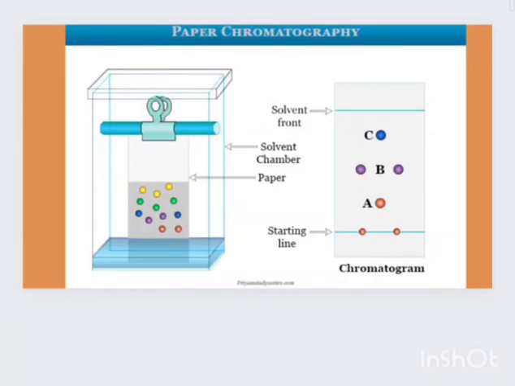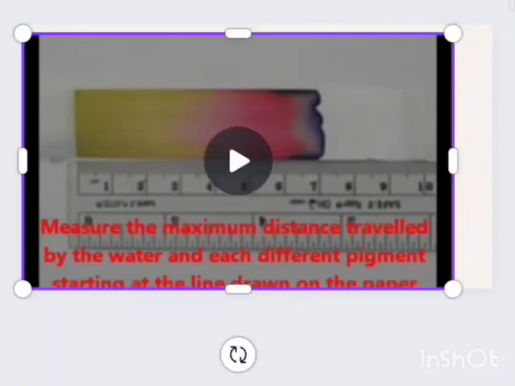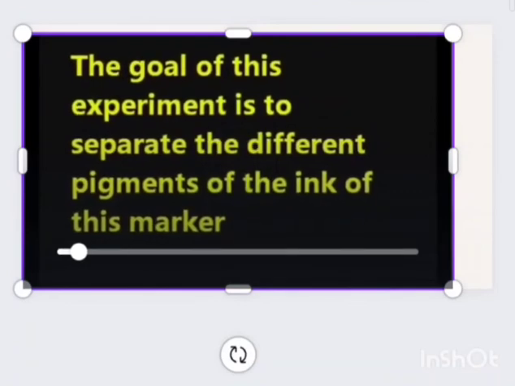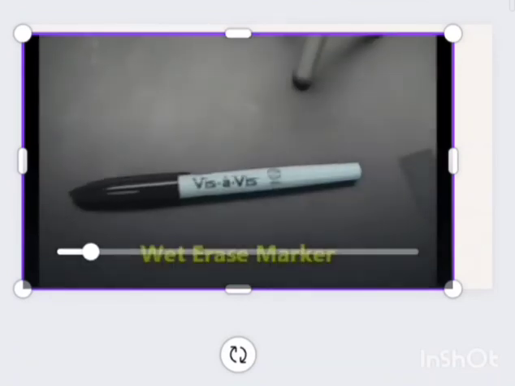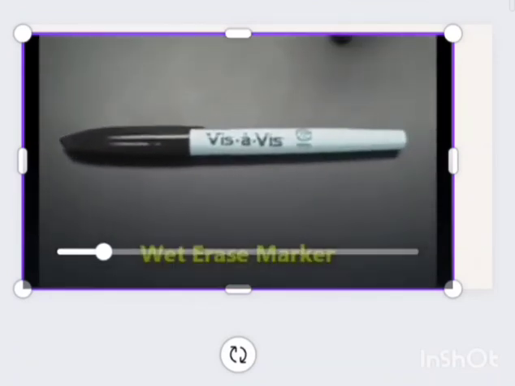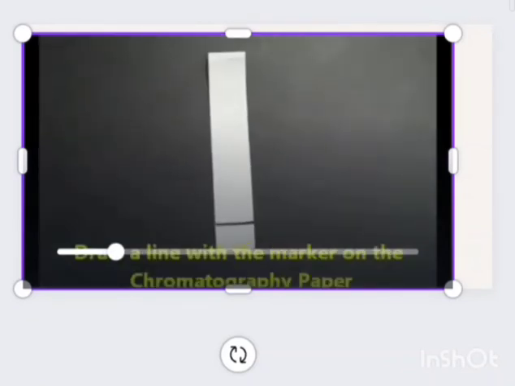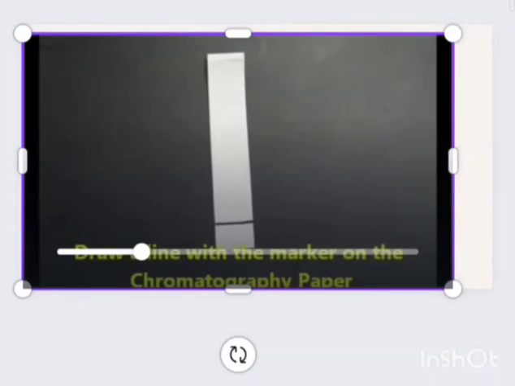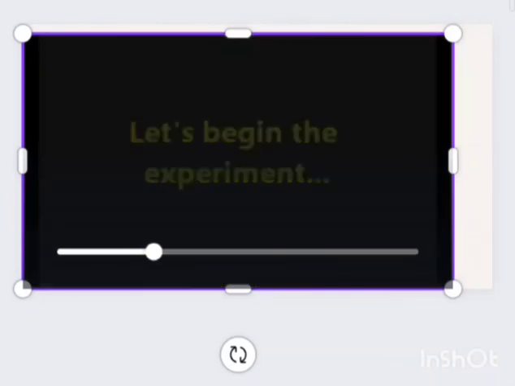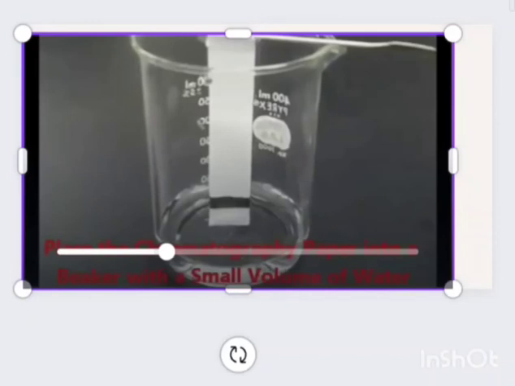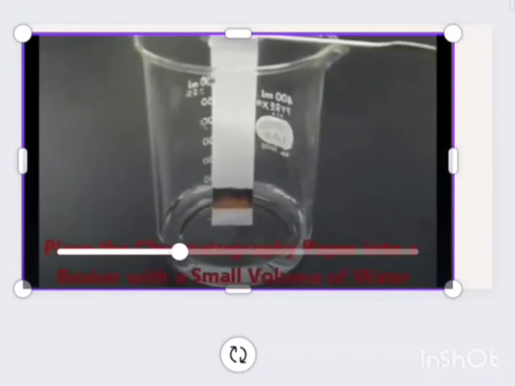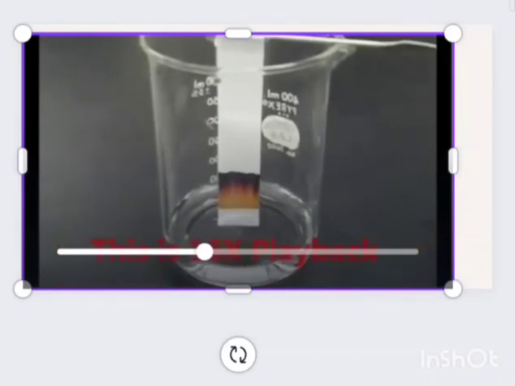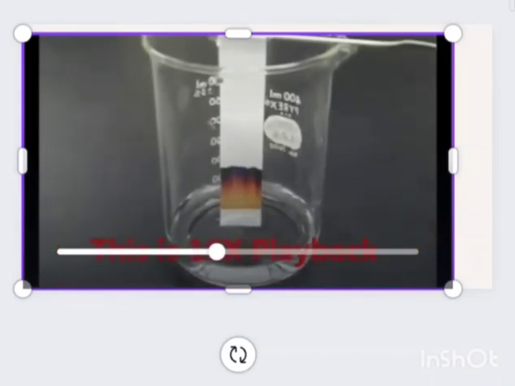Let us see the procedure of chromatography. Separate the different pigments of ink which are present in a wet erase marker, which we'll see right here. So a wet erase marker means that the pigments are water soluble. We'll start our experiment by drawing a line with the marker on the chromatography paper. Then what we want to do is insert that chromatography paper into a beaker with a small volume of water in it. We can see that the water will start to rise up the chromatography paper because of capillary action.